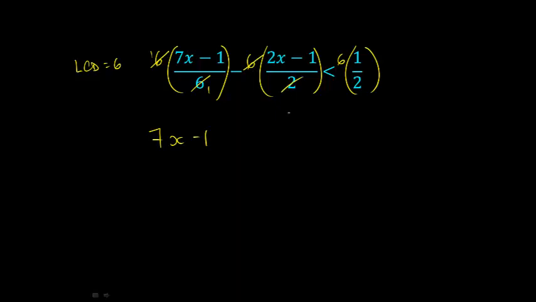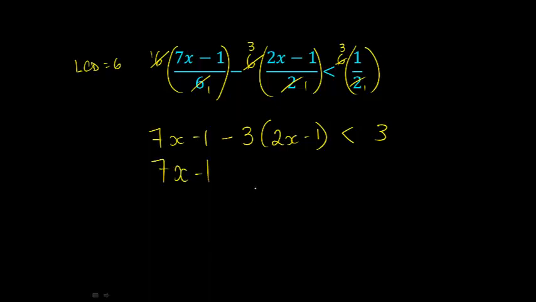Here I can simplify to get a 1 there and a 3 there, so that becomes minus 3 times (2x minus 1), is less than 6 times a half. You can probably do that in your head, it's 3, but if we cancel out like we've been doing, you can see that just becomes 3 times 1 over 1, which is 3. Now expand the brackets and solve as you would normally do. So I'll rewrite this bit, 7x minus 1, and multiply out this bracket: minus 6x plus 3 is less than 3.